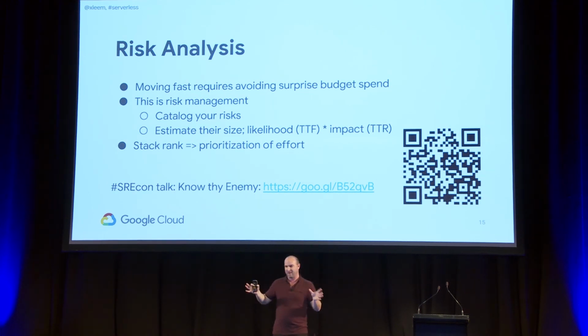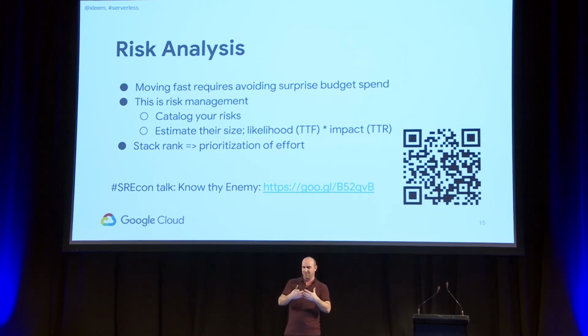And so that's sort of the background for why we say we want to keep most of our error budget for those change-introducing opportunities, which we know are going to burn more of the budget. And so we want to risk manage away all of the surprise spend.